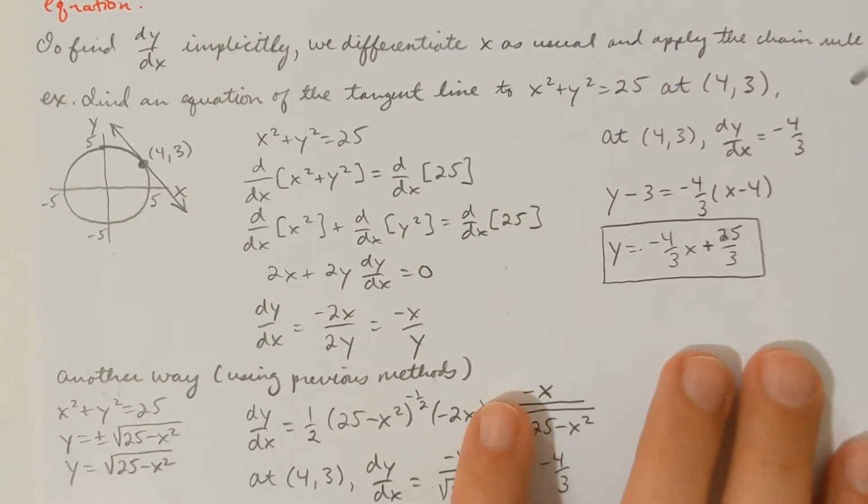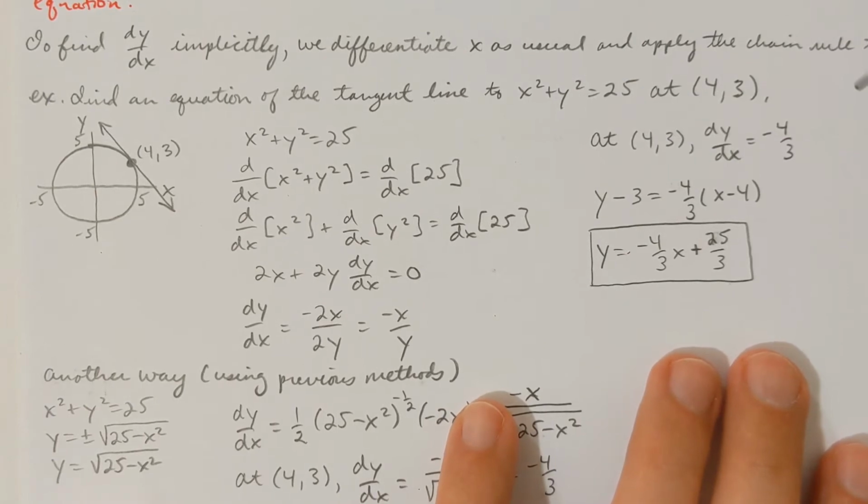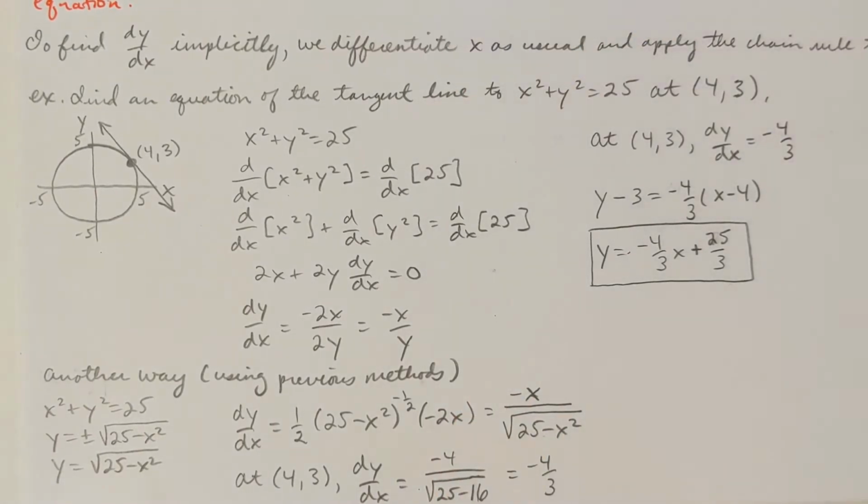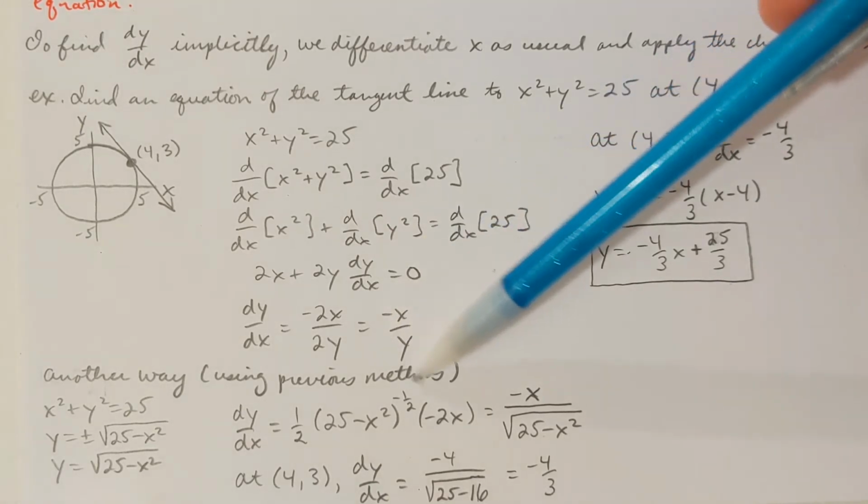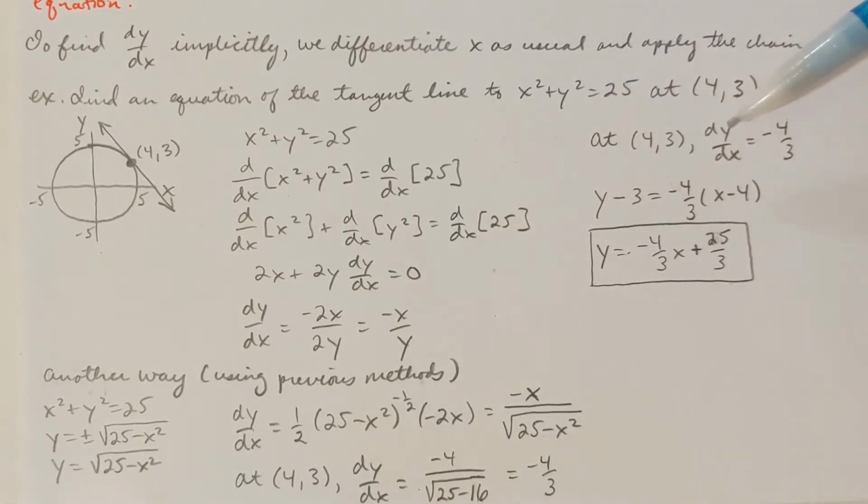Now dy/dx represents the slope of the graph at any point on the graph, and I'd like to know the slope of the graph at the point (4, 3). So x is 4, y is 3. I'm going to plug those numbers into the formula that I've created. Negative 4/3 would be the slope of the graph at this point (4, 3).